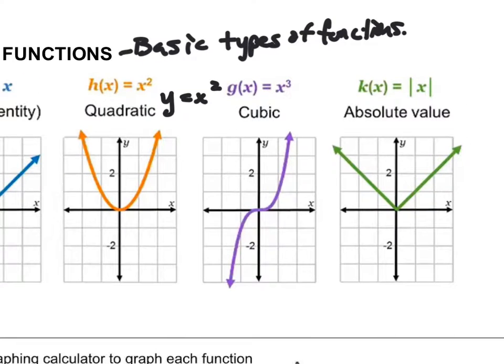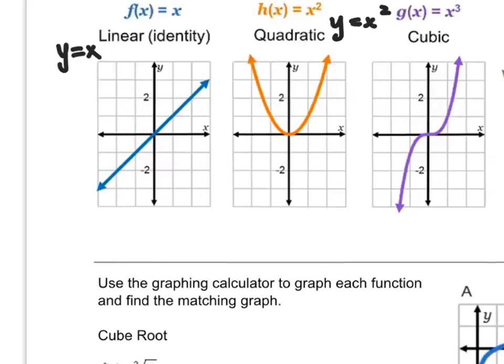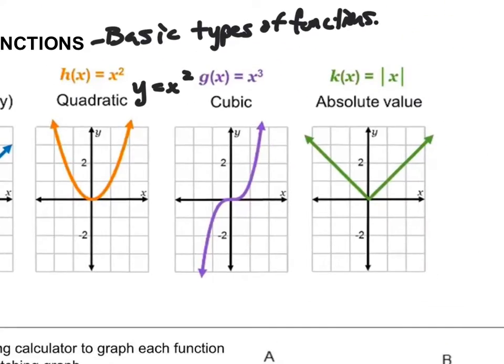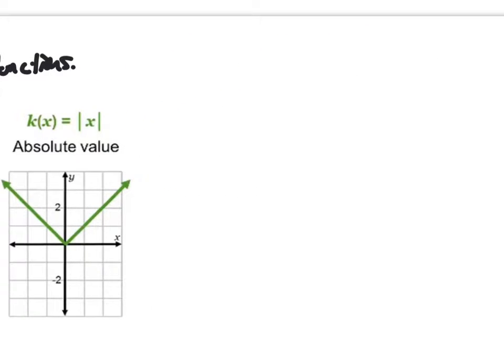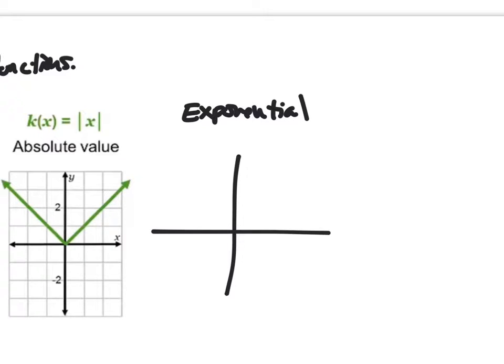Same thing with a cubic. It looks like this. And then we have an absolute value. We'll be manipulating all these. A couple of other parent functions we can talk about. Let's do an exponential. I might be missing a few here, but an exponential would be something like y equals 2 to the x. It looks something like that, just to know what they look like.